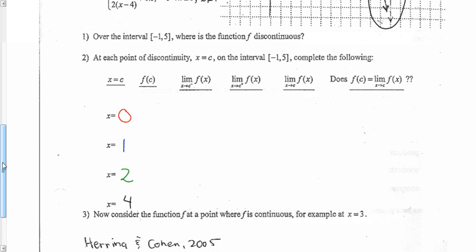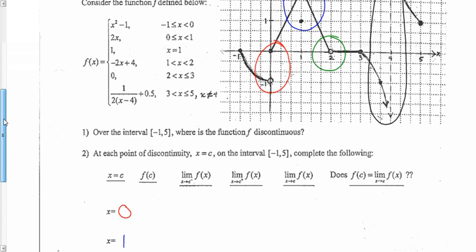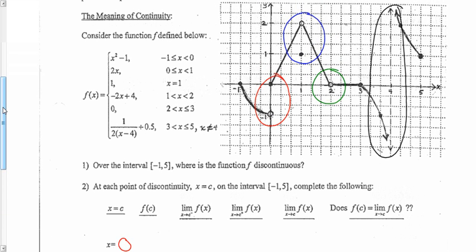So I'm going to start by looking at x equals 0. The first thing I'm going to look at is what is the function value at 0. So I scroll back up, I can look at the graph or I can use the equation. The function value at 0 is our solid dot that we have when x is 0 that I've now colored in red. And so the function value at 0 is 0.